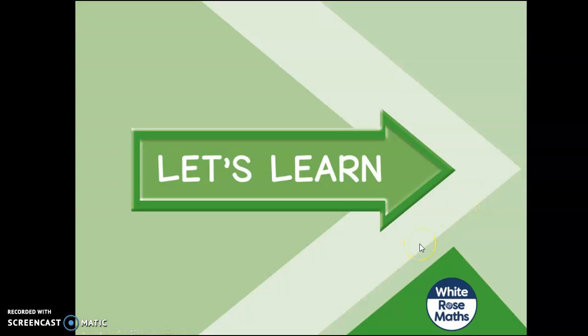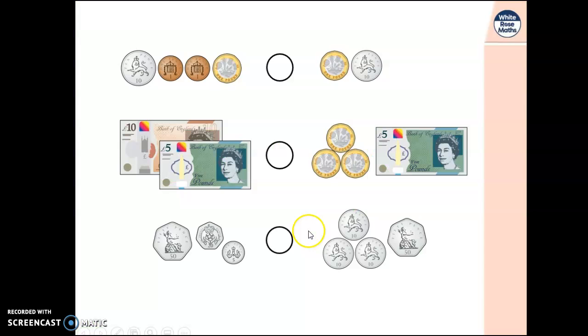Right guys, so now we have had a warm-up and we've looked at our learning intention. Let's look at some questions so we can go through them step by step and explain what's going on. Here we have three different questions where we're looking at the amounts and seeing that they are not equal on both sides.